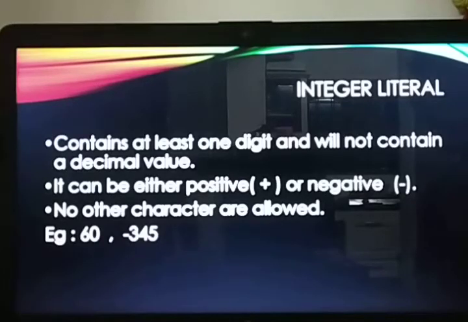Here you have 2 examples, 60 and minus 345. 60 is considered a positive number and minus 345 is considered a negative integer literal. So, got it? What is an integer literal? Integer literals are literals which do not change their value and consist of at least one digit without a decimal value.